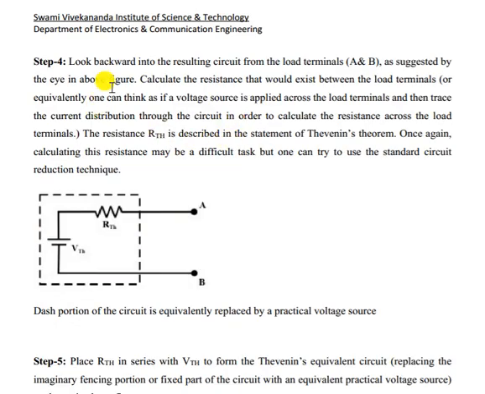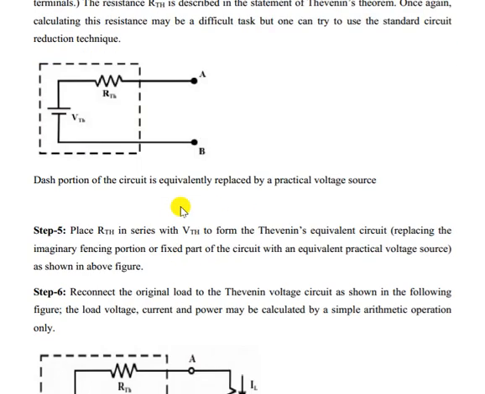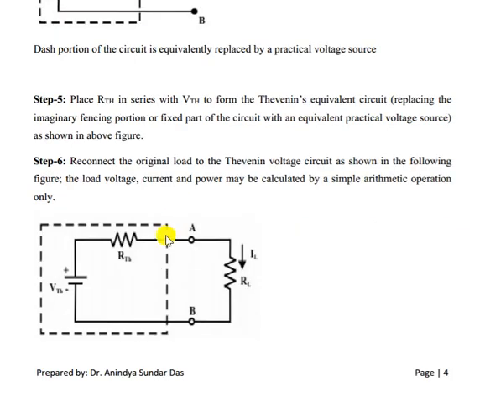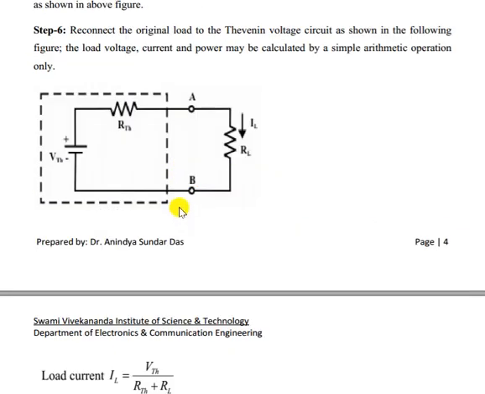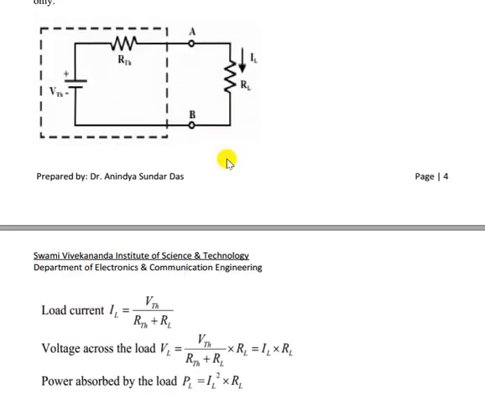Now step 4 is, we can redraw the equivalent circuit: VTH in series with RTH, and across AB you can connect the RL. Now after connection of this RL, we can find out the load resistance, load voltage, power, all those parameters.